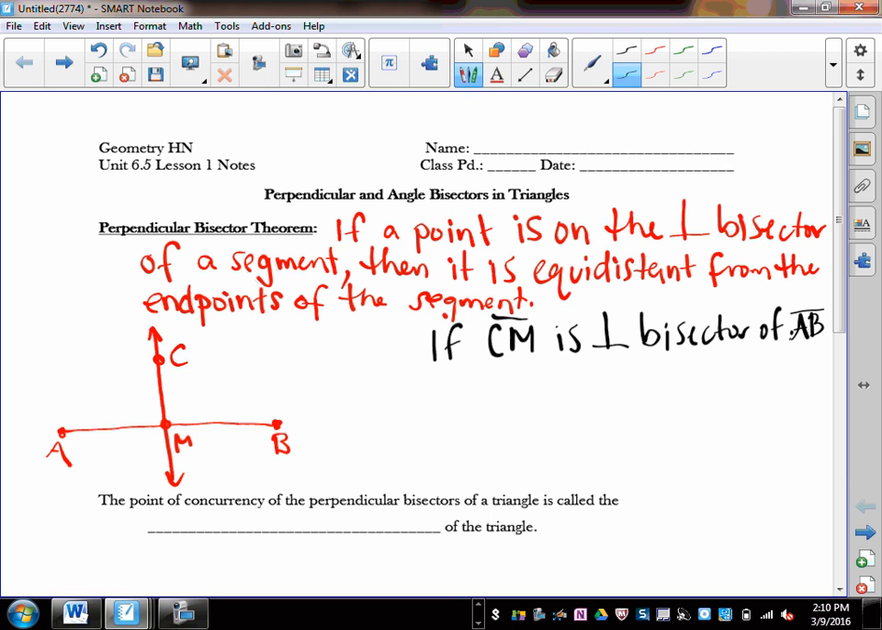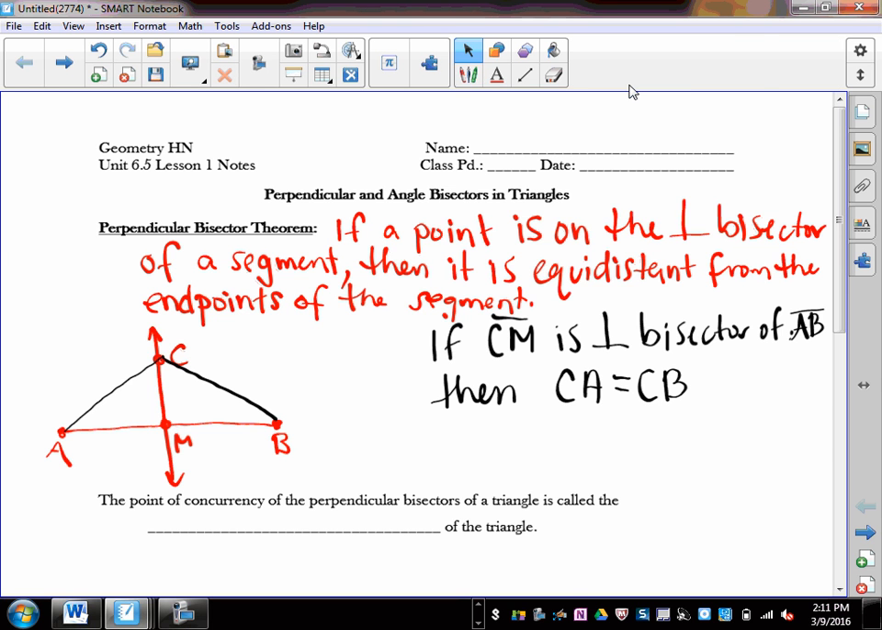So again, we have our segment cut in half. Also, the line is perpendicular to it. Then what we know is that CA is equal to CB. What this theorem tells us is that CA is equal to CB. And this is true for any point on your perpendicular bisector. I could throw one down here. Call that D. That also is going to be equidistant from your endpoints as well. So it's for any point that lies on your perpendicular bisector.